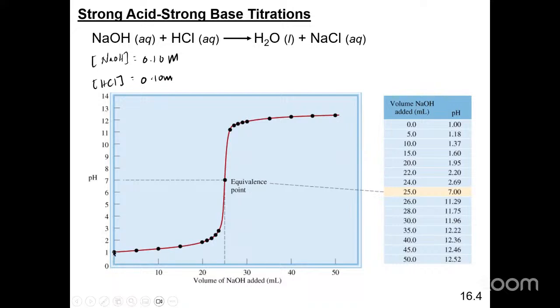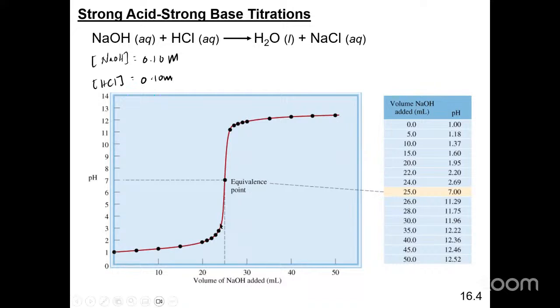And what happens, right? As you add your base, the pH increases slightly, right? It's still acidic because the pH is below 7. Remember, below 7 is acidic, above 7 is basic, 7 is neutral, right? So you're adding your base, the pH increases until you get to what we call the equivalence point, which is the point at which, as I said before, you have the stoichiometrically equivalent amounts of both acid and base, right?